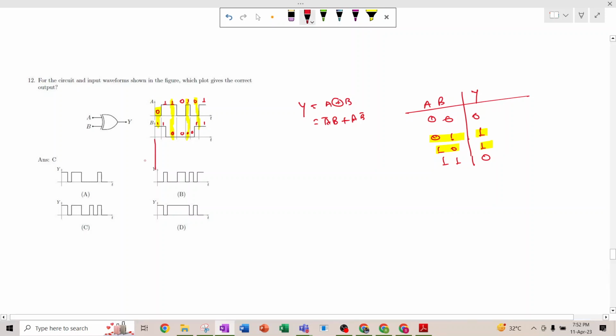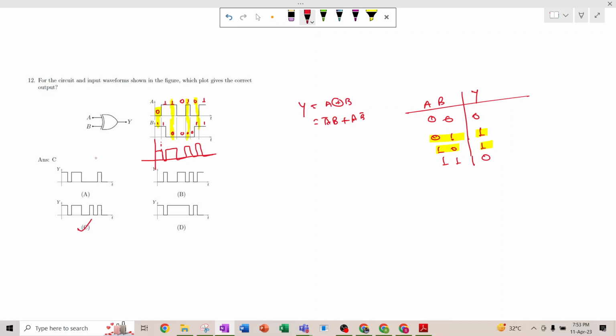if we plot here, we get 0 and 1, that means this is 1, and then again here it will fall to 0. Now here only it will become 1, and it will move, and then it becomes 0, and then here it is 1, right? Here 0 and 1 becomes 1, then it will become 0, and then it will again become 1, and then it will become 0. So this is the correct waveform, right? Option C.